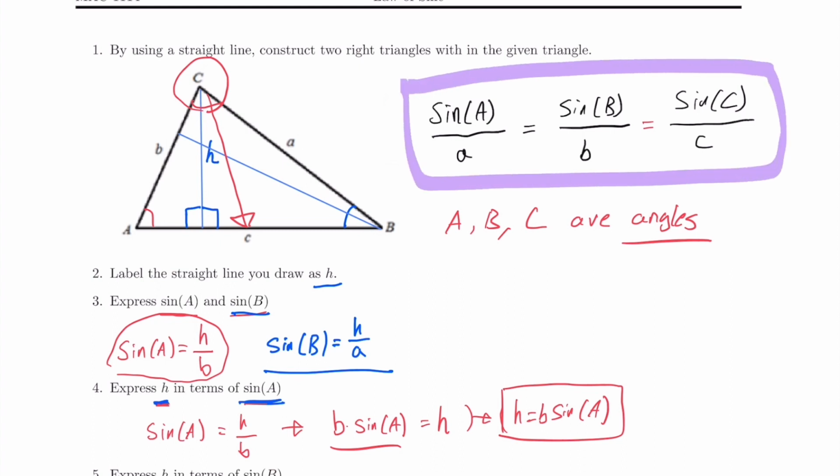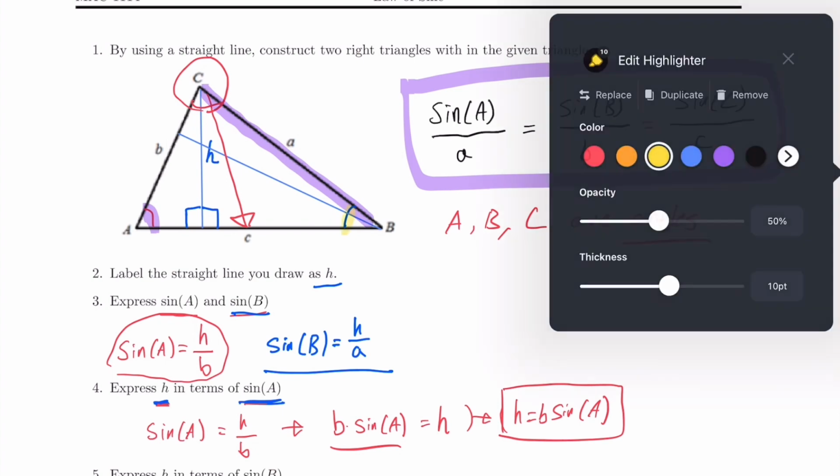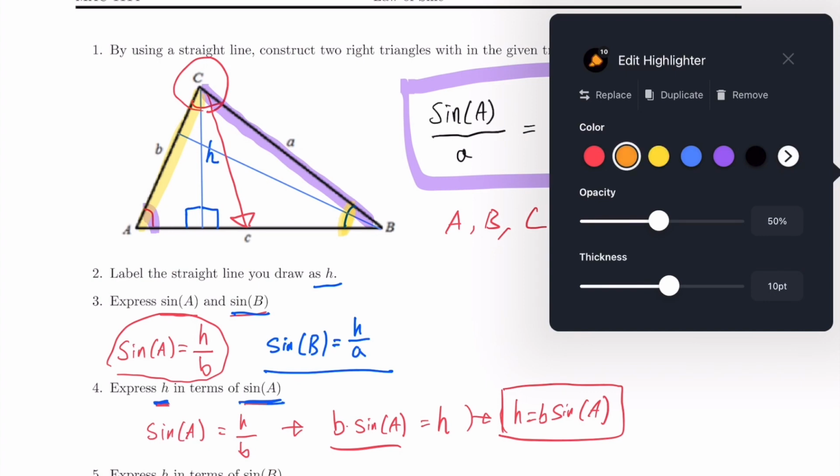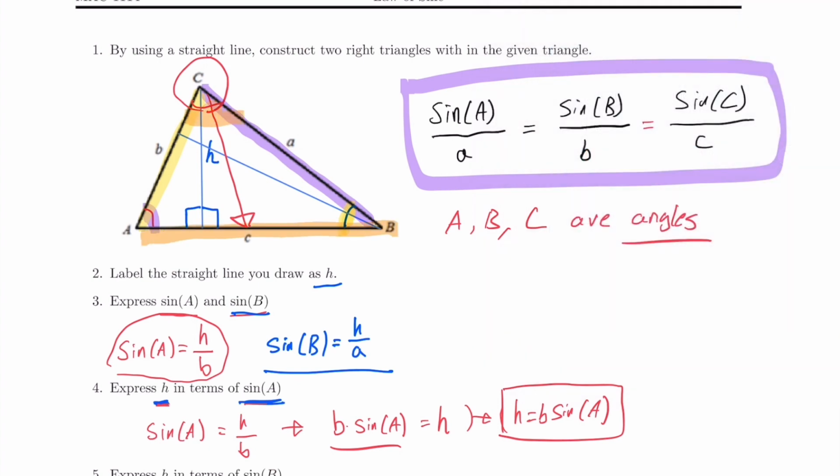And you need to remember this, and the best way to remember this is that sine of an angle over the length facing it equals sine of this angle over this facing length, and also equals sine of this angle over its facing length. So this is always true for any triangle, but it's particularly useful for non-right triangles.